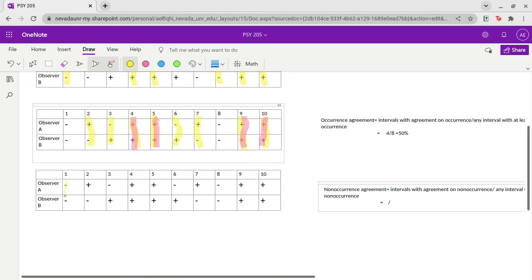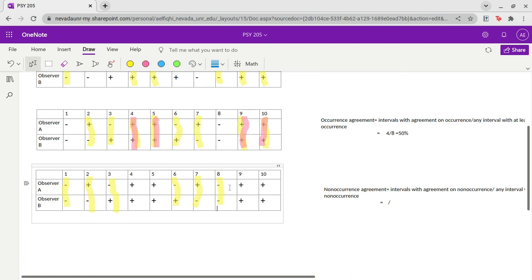So interval 1, they both have it. Interval 2, observer B has it. Interval 3, observer A has it. Interval 4 and 5, neither one. Interval 6, one has it. Interval 7, one has it. Interval 8, they both have it. And in interval 9 and 10, neither one. So now we're going to go through and count that. So we have 1, 2, 3, 4, 5, 6 intervals with at least one non-occurrence of screaming behavior.